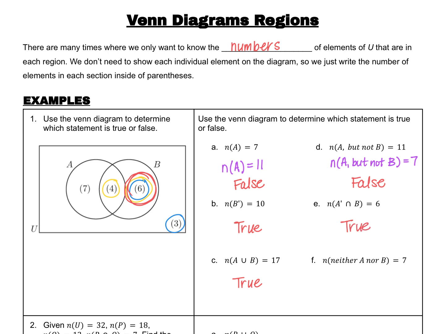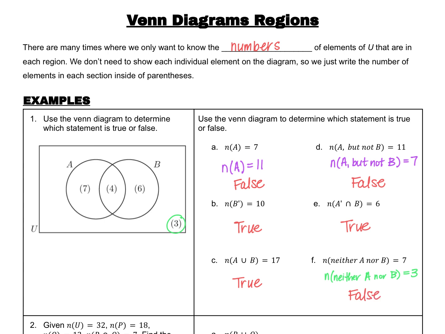All right. Last one, F, says I want to find the number of elements that are neither in A nor B. If I want to find the number of elements in neither A nor B, then I don't want them to be in either of the circles, which means that I would have 3. So the number of elements in neither A nor B is equal to 3. That original statement was false.